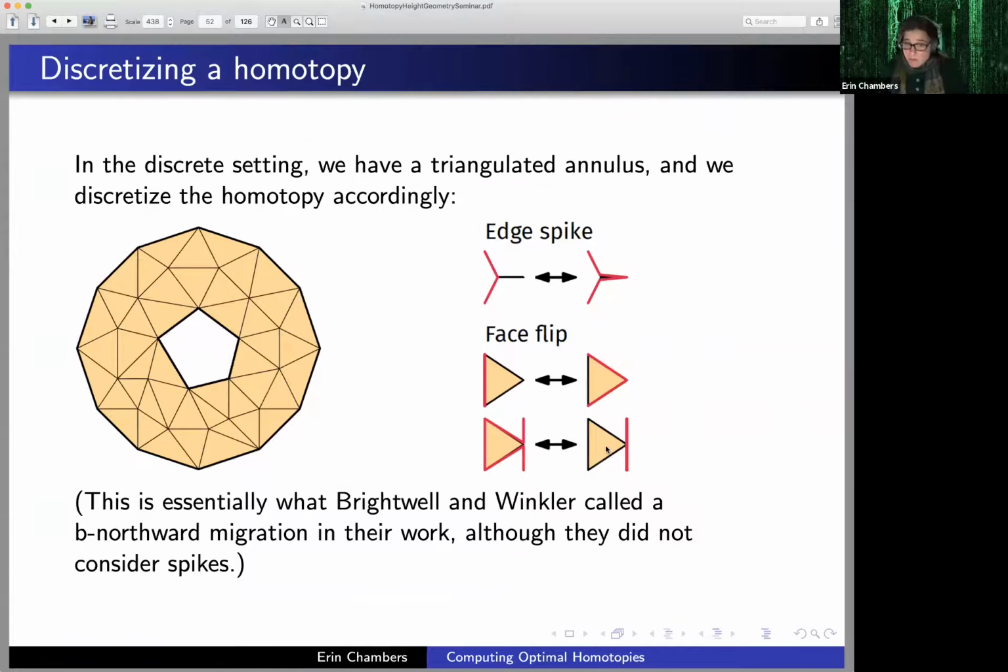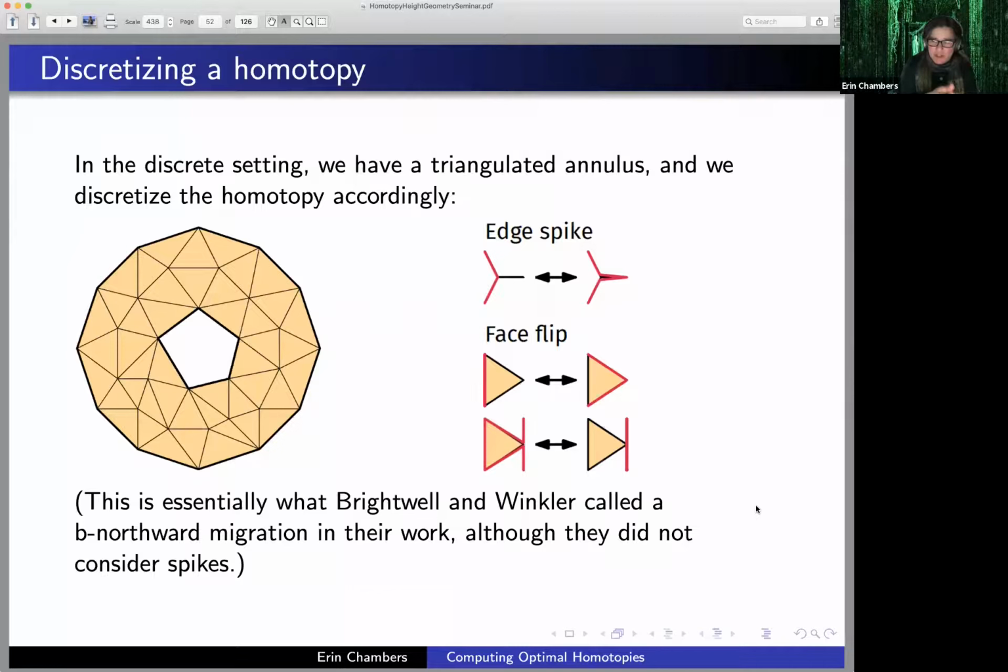This is actually where the Buchin et al. work comes in. They didn't consider spikes. They only really considered face flips, but they were interested in pushing a curve across a triangulated planar graph, right? How do you move across a graph so that the longest intermediate is as short as possible, which is the same as homotopy height. Okay. Are the combinatorial moves clear?